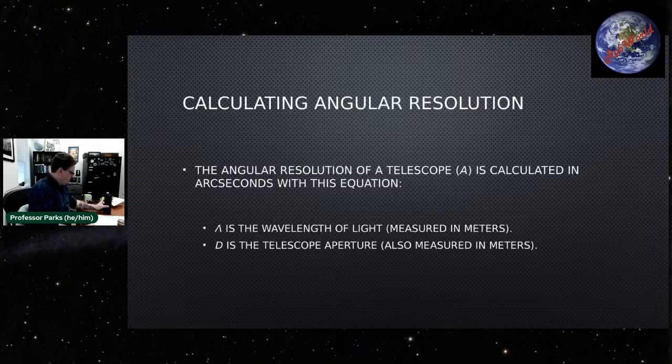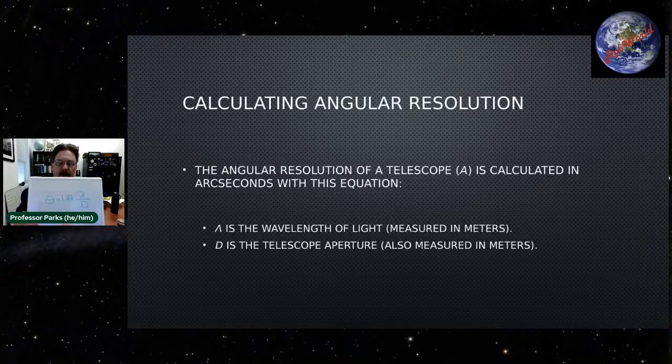So the equation for angular resolution is this. Theta is the angular resolution. 1.22 is just simply a constant factor. Lambda up here is the wavelength of light. D is the telescope aperture.